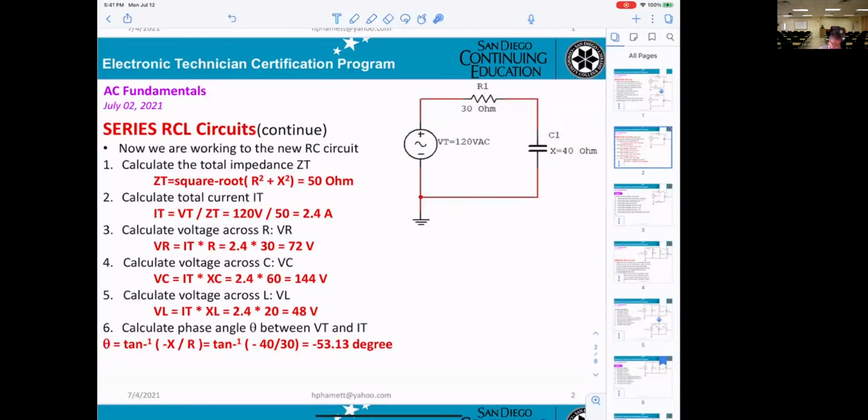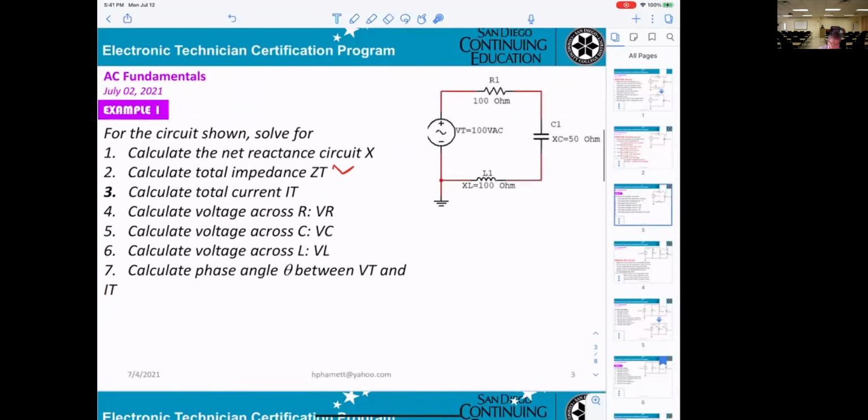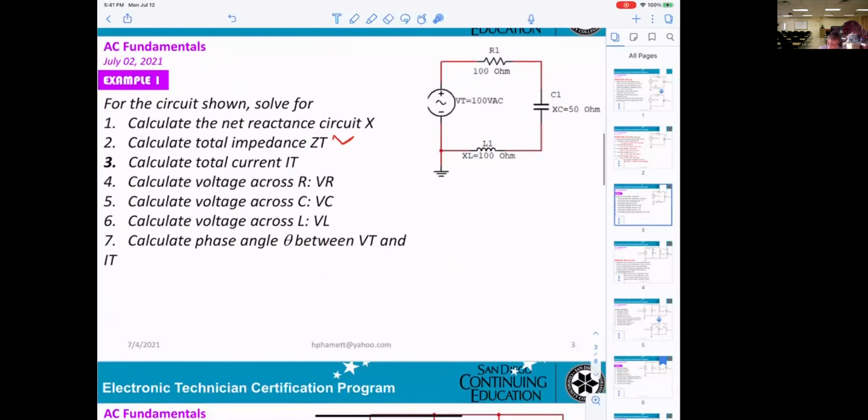Okay, if not, we go to the next circuit. Hopefully you guys are already done with this circuitry. I don't have a solution, however, I'll just quickly go over it. In this case, XC is 50, XL is 100. So the net reactance will be 100 minus 50. Okay, that's number one done.